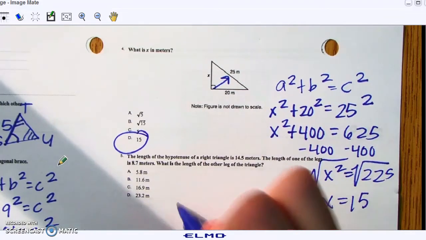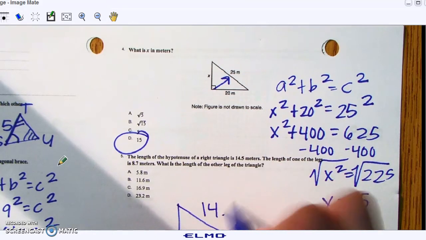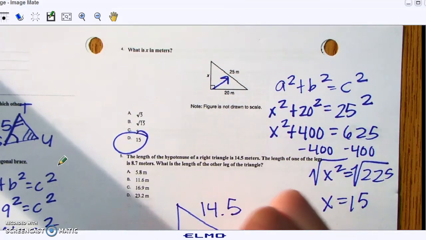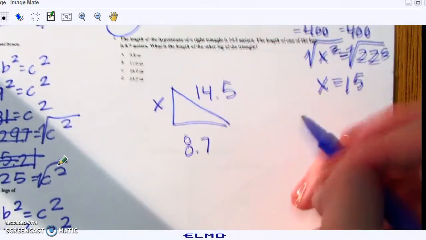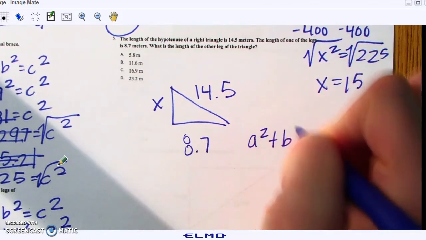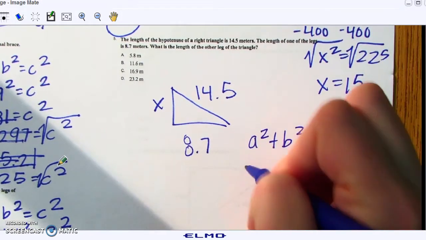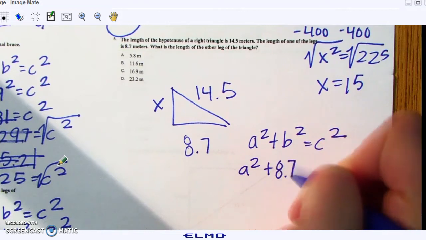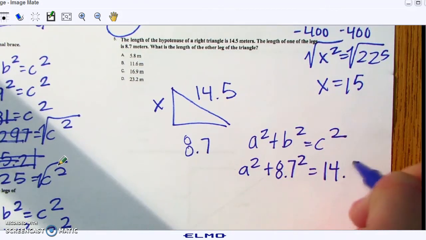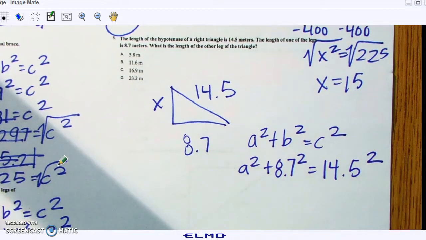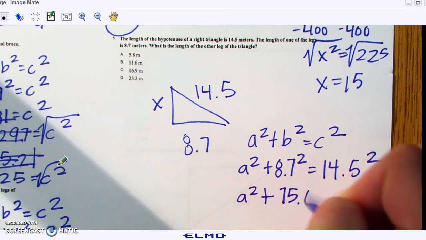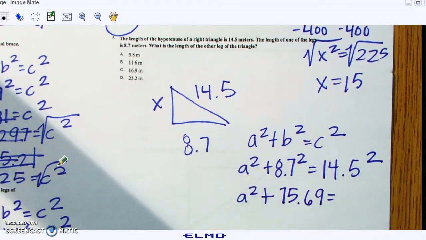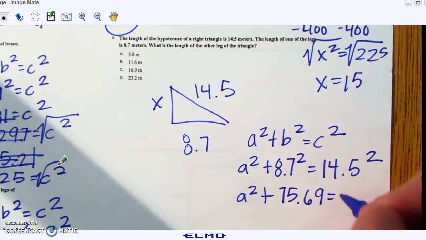The length of the hypotenuse of a right triangle is 14.5 meters. The length of one of the legs is 8.7. What's the length of the other leg? Again, Pythagorean theorem. I know one of the legs is 8.7, and I know that the hypotenuse is 14.5. So I get a squared plus 75.69 is equal to 210.